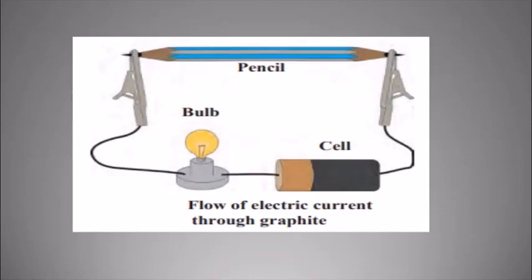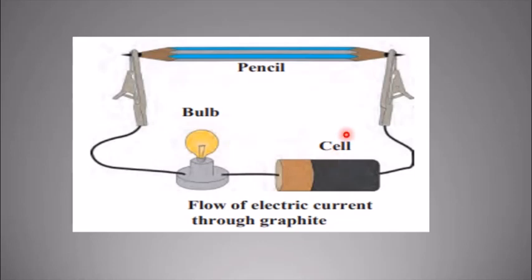Let us do a small experiment to understand graphite. Here we take a pencil and remove the graphite part, that is the lead of the pencil, from both sides. We will use two plucking tables, which are attached to electric wires, and then we will attach a bulb and a cell.